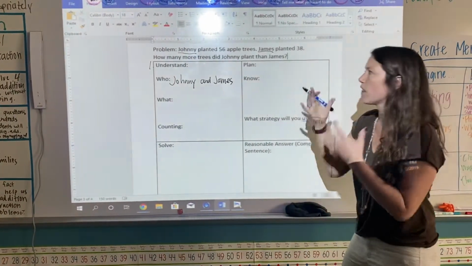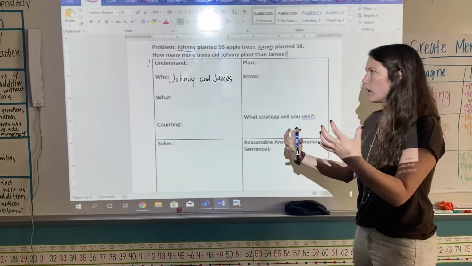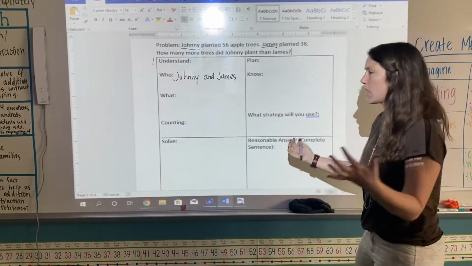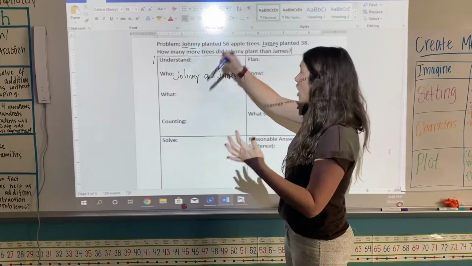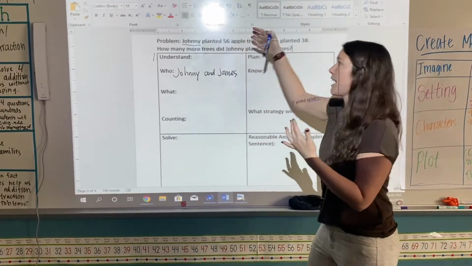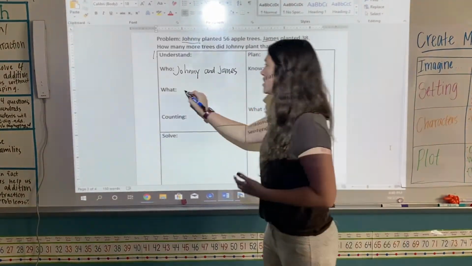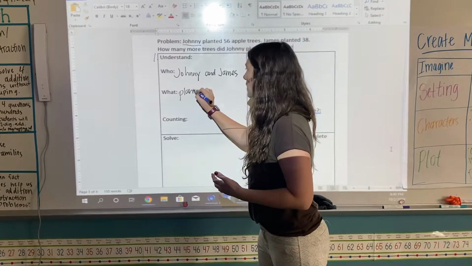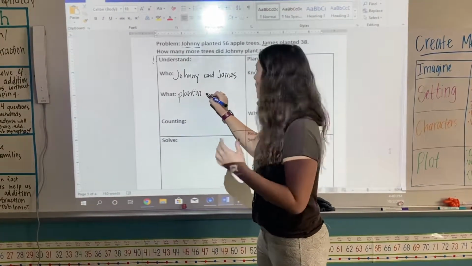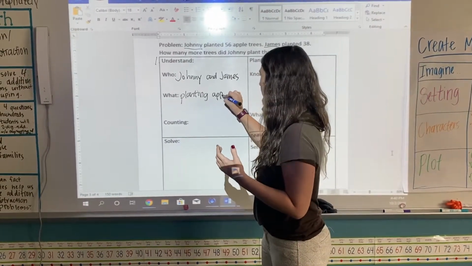Simple as that. The what is what are they doing? It's kind of like the verb if we're making a connection to language arts. Johnny and James are both planting apple trees. So what are they doing? Planting or planted apple trees.